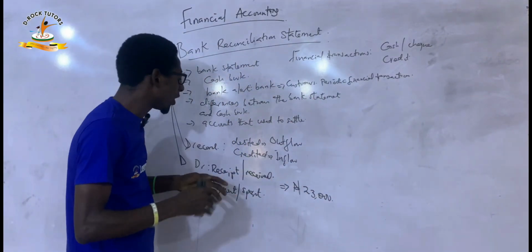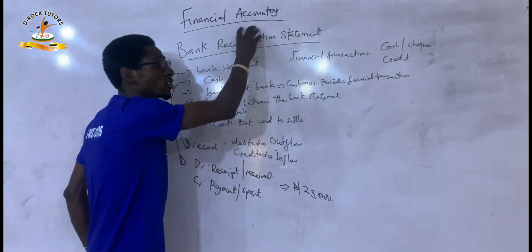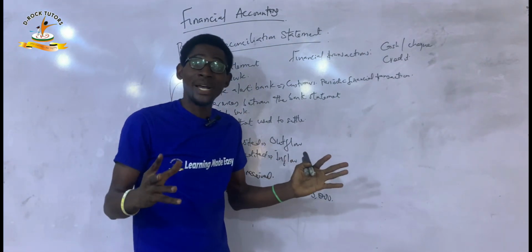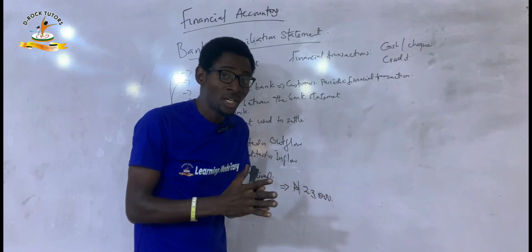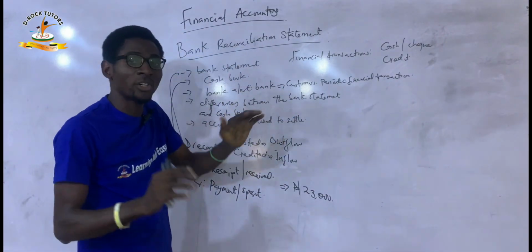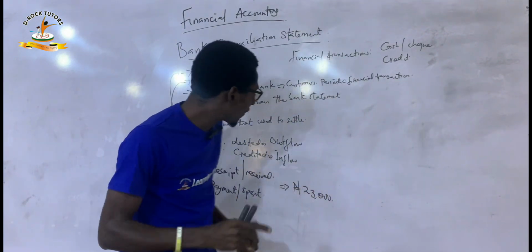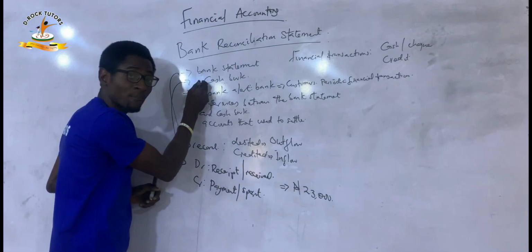So let's continue. Now, I was saying something about this bank reconciliation statement. The word reconciliation means to settle a disagreement, to settle a discrepancy. That's what this thing means. So a bank reconciliation statement is just a document that is prepared and used to reconcile the difference between the cash book and the bank statement.